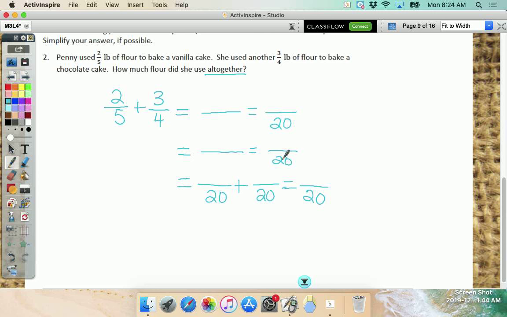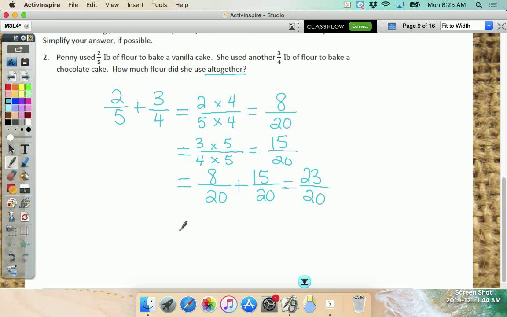Lane, what'd you write on the first row? 2/5 times what? 4. Times 4 gives me what fraction? 8 20ths. What'd you write on the second row, Melanie? 3/4 times 5. Good, and that gives me, so I have 8 20ths plus 15 20ths. Jefferson, what's 8 plus 15?